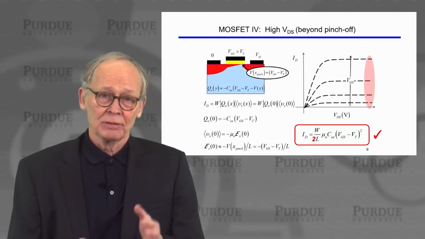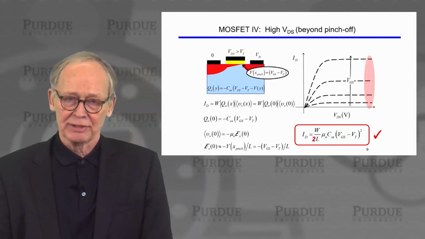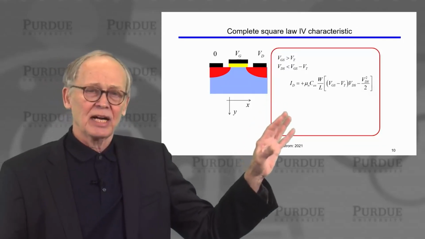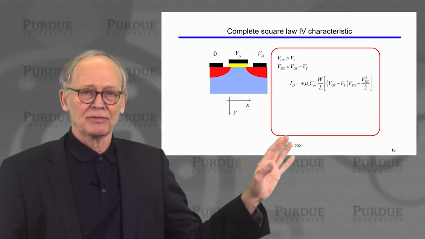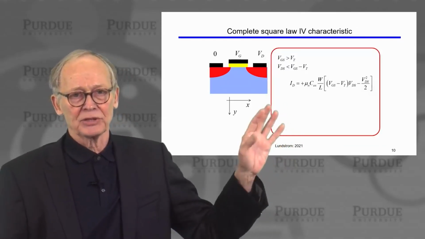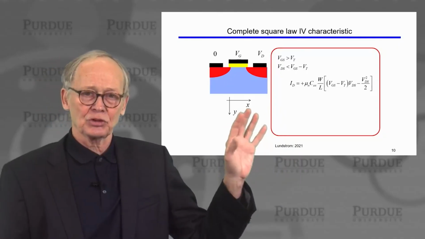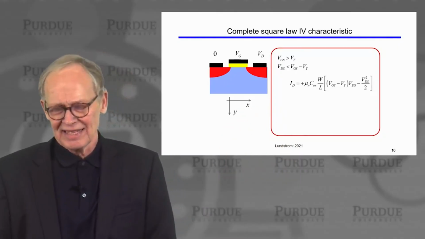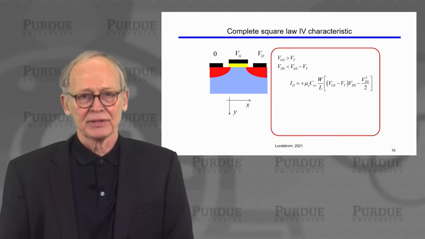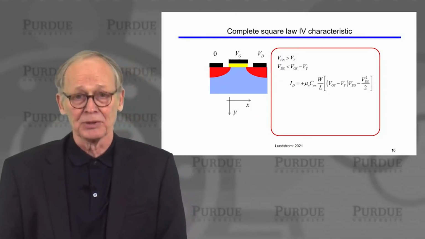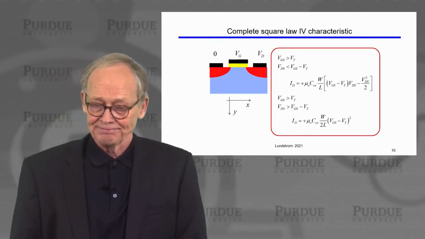Okay, so we've done both linear regime and saturated regime. We also discussed briefly how we could do this continuously from small drain to source voltages to large drain to source voltages. That gives us the so-called square law theory of the MOSFET, and this was basically the first theory of the MOSFET way back in the 1960s when people first began to build MOSFETs. Okay.